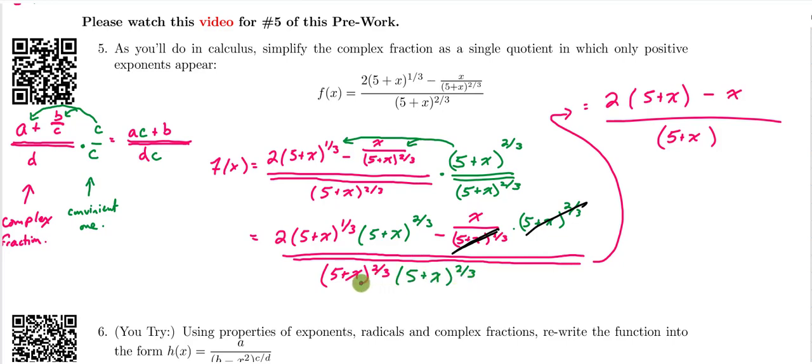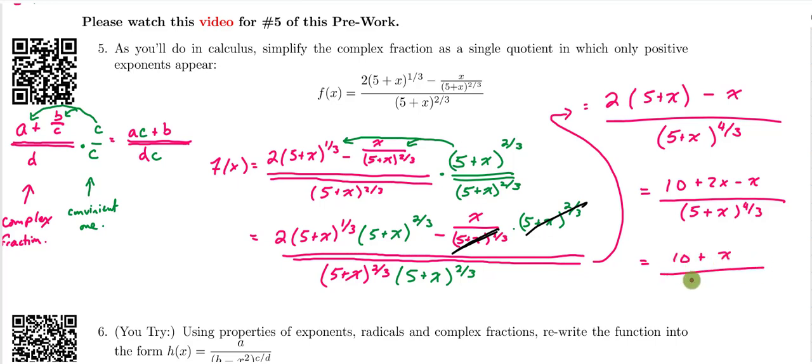I'm multiplying two exponential expressions. Even though this base has a 5 plus x in it, it's still the base of the exponent being raised to the 2/3 power here. So I'm multiplying together two exponents of the same base, and so I add their powers, giving me the 4/3 power. Cleaning this up just slightly, notice this would give me 10 plus 2x minus x all over my denominator. Or finally, 10 plus x all over 5 plus x to the 4/3 power.